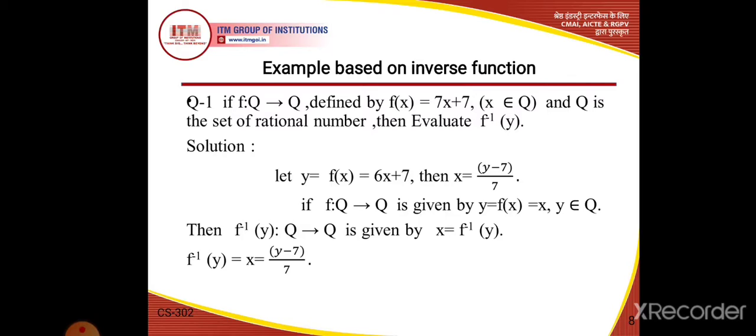Now come to the solution. Let y = f(x) and the value of f(x) is 6x + 7. It's not 6x + 7, it is 7x + 7. Then x is equal to, now from here y = 7x + 7, we take the value of x, we get (y - 7)/7.